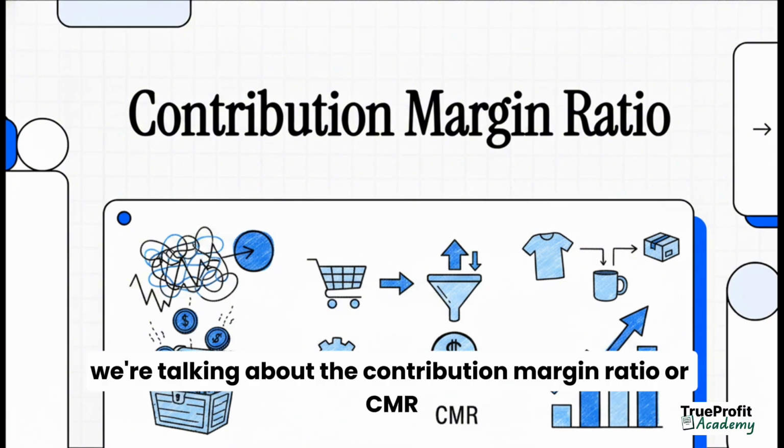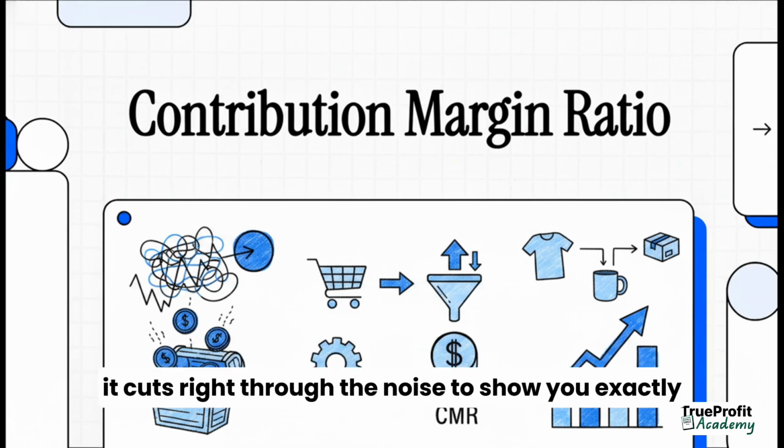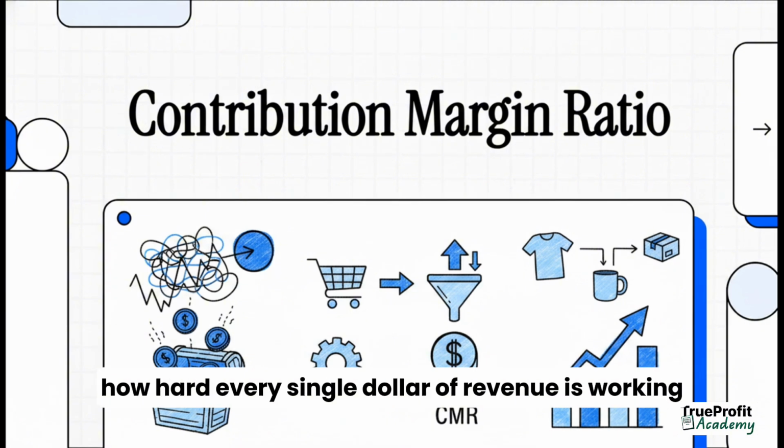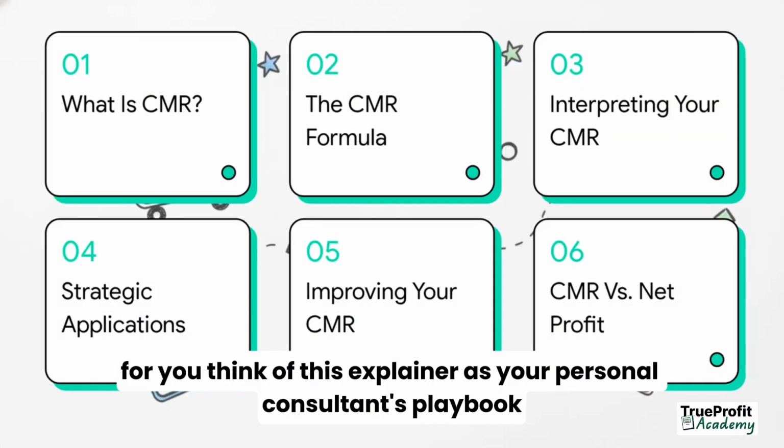We're talking about the contribution margin ratio, or CMR. It is literally the ultimate indicator of your operational efficiency. It cuts right through the noise to show you exactly how hard every single dollar of revenue is working for you. Think of this explainer as your personal consultant's playbook.